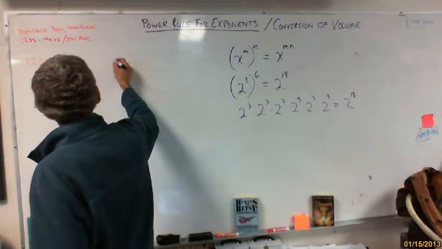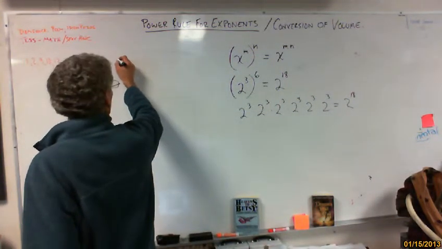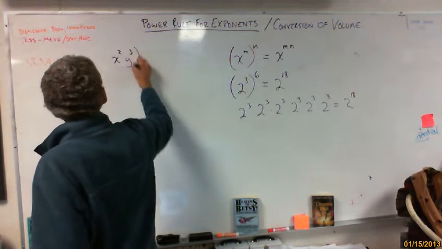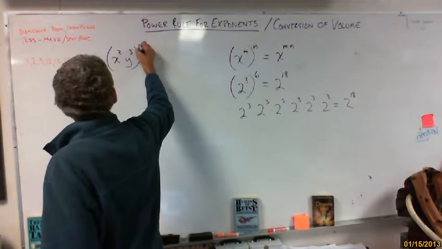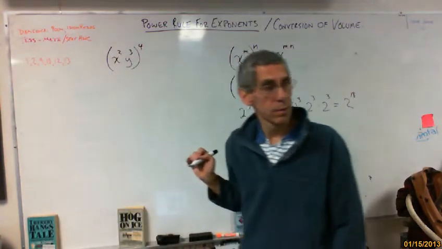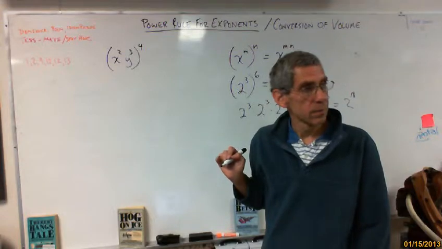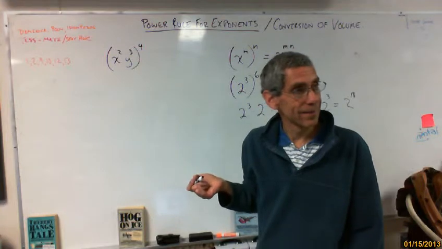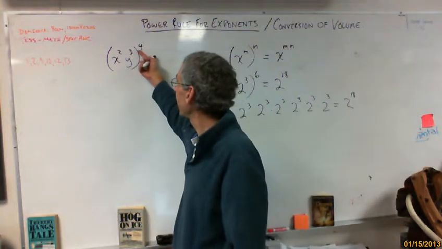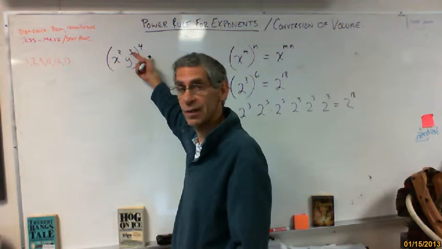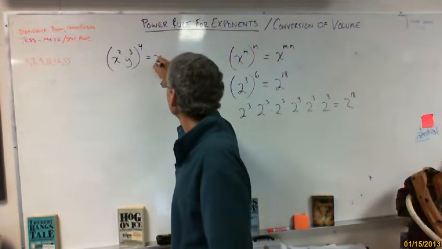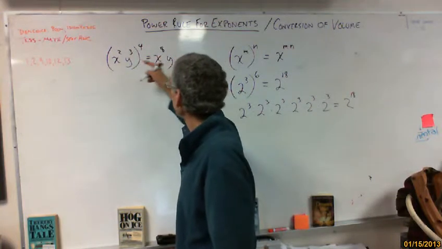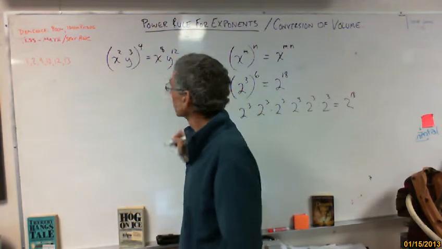Now, what if I did this to you though? What if I said x squared y cubed raised to the 4th power? So would you do like distributive property with the exponents or something like that? Yeah, exactly. Because it says 4 times this and 4 times this. It would be x to the 8th, right? 2 times 4 is 8. And then y to the 12th.